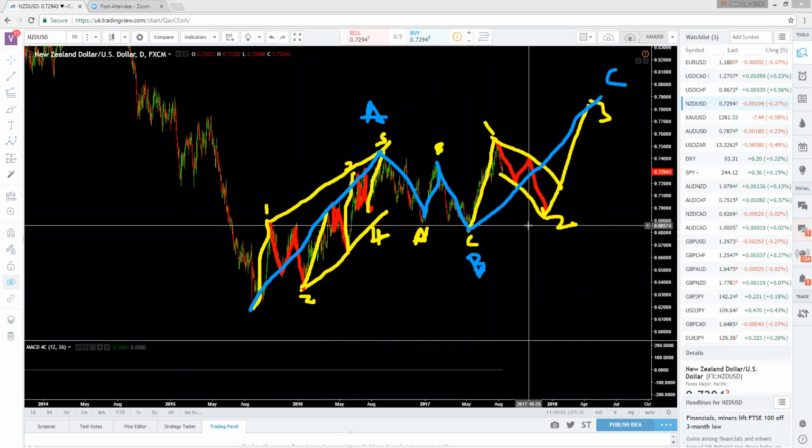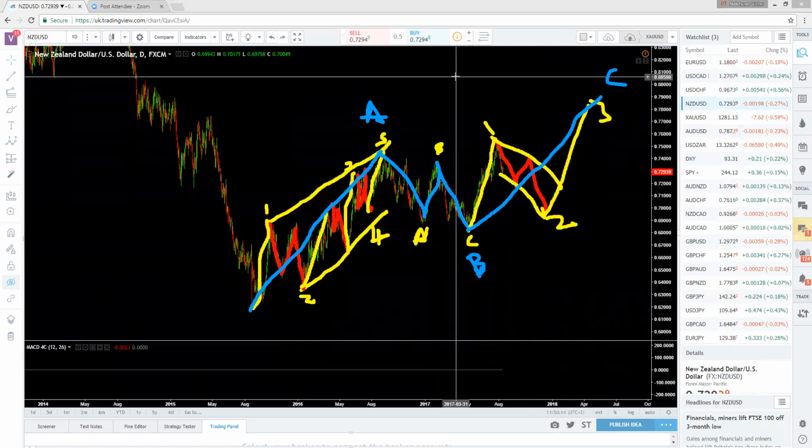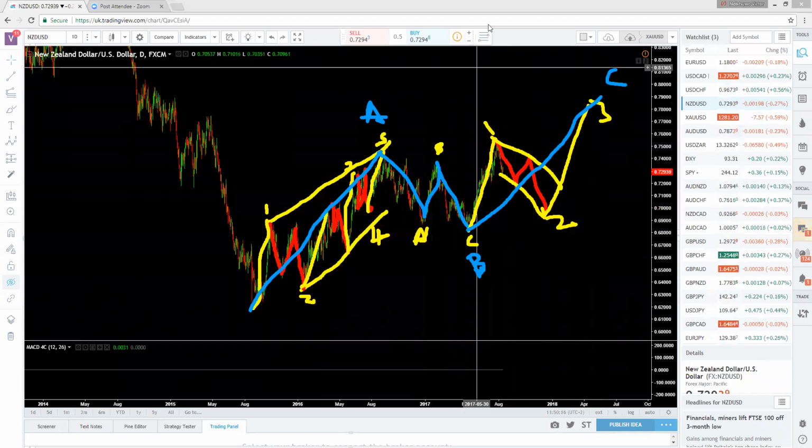So see how these structures and patterns clearly give us a nice trade. And this is a nice, good example of trading fractals, similarities. So that's Euro New Zealand. Sorry, that's New Zealand US dollar.